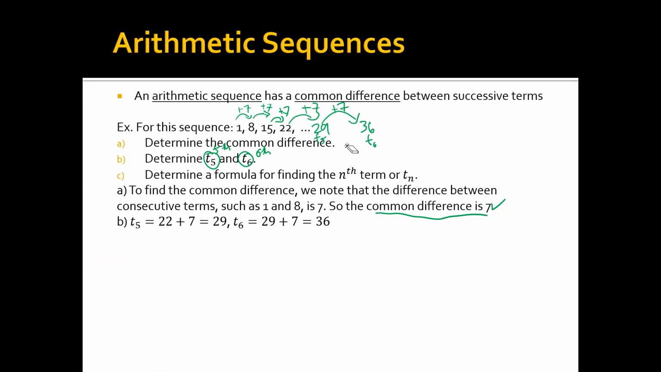Pretty simple. I believe you did this in grade 9. So when we first started talking about linear relations, this is actually how we learned about it. And in grade 7 and 8, you probably talked about sequences as well. You probably just didn't have a name for it, but you definitely talked about these patterns.